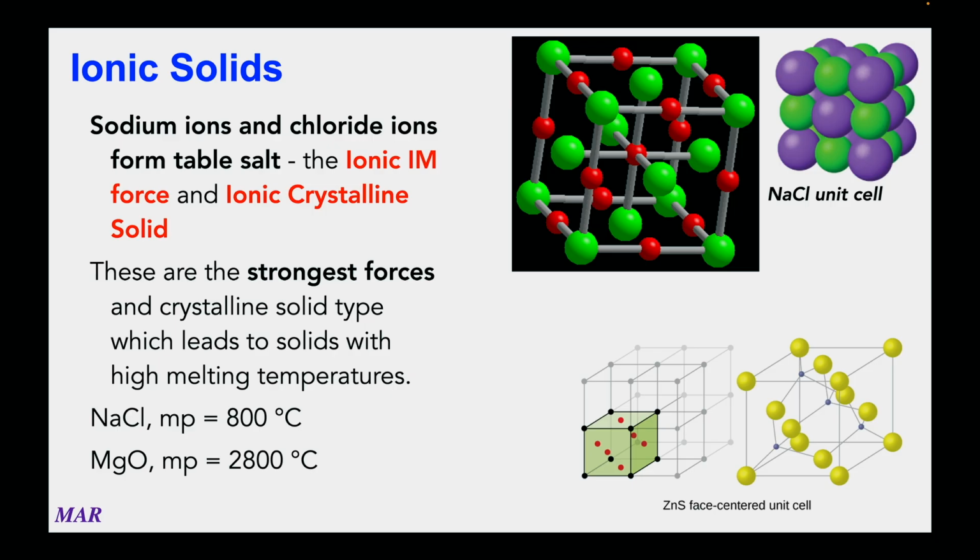They tend to have very, very high melting temperatures. Sodium chloride, for example, melts at 800 degrees Celsius, which is pretty impressive. And magnesium oxide is even higher at 2800 degrees Celsius. So very, very strong bonds.